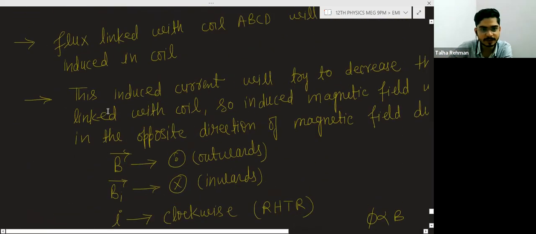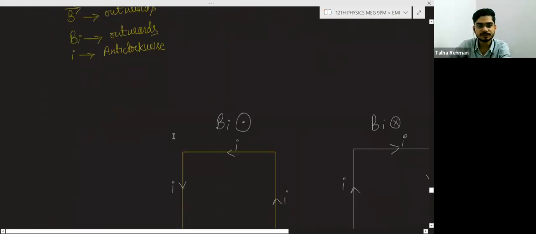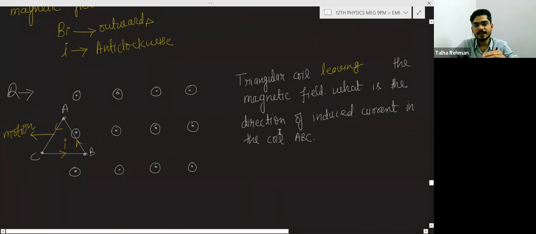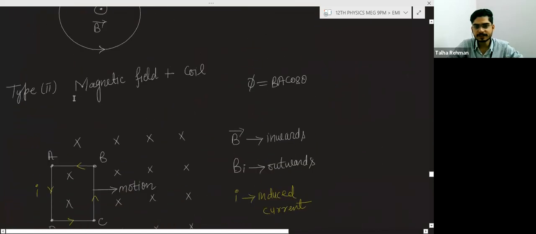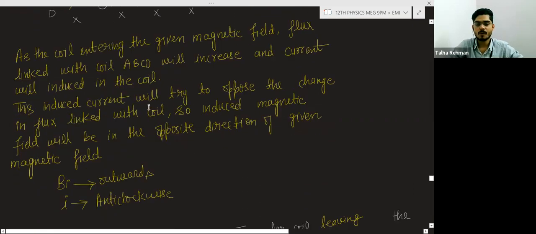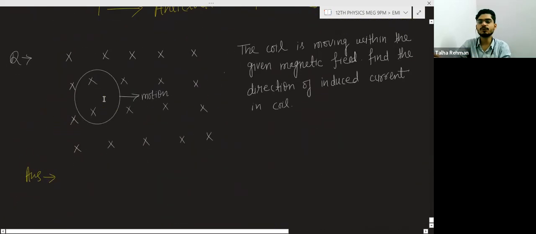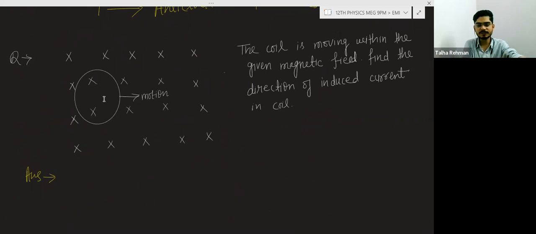Here what is happening? In this case, the current is increasing, so the magnetic field is increasing. So the flux is changing. In this case, this coil is leaving the given magnetic field. Leaving means the magnetic field is decreasing with respect to this coil. And here this coil is entering the magnetic field. Entering means the magnetic field is increasing from 0 to maximum. And here this coil is moving within the magnetic field, so there will be no change in the magnetic field. That is why no change in the flux. If there is no change in the flux, no current will be induced in the coil.